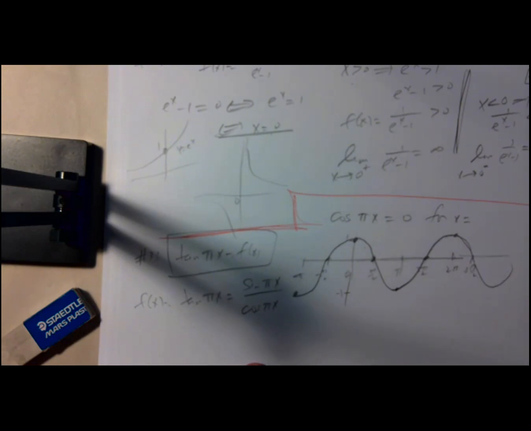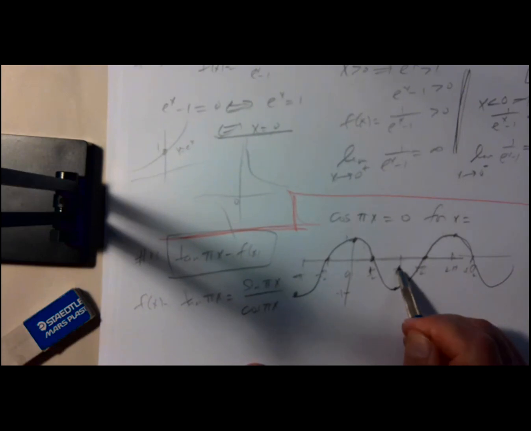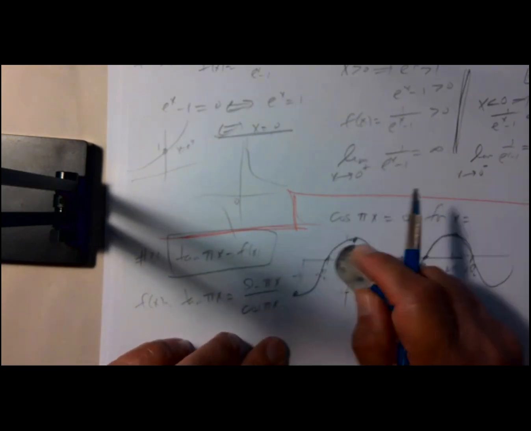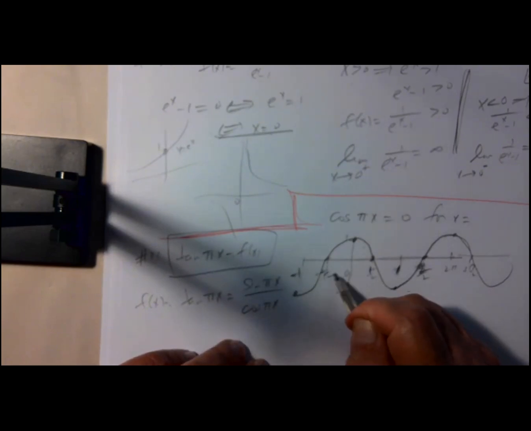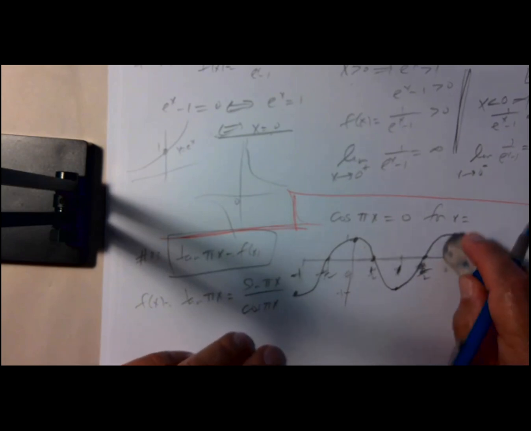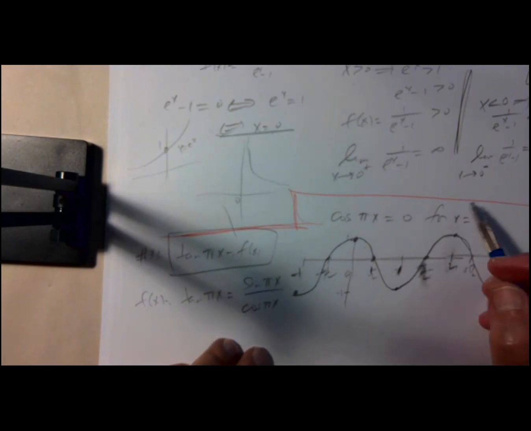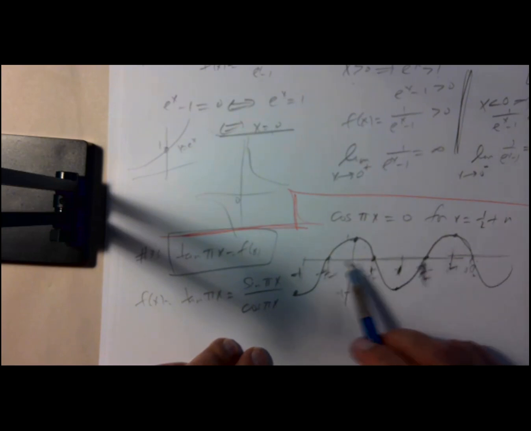And the cosine of pi x is zero. Sorry, I should have said this is 3/2. This is cosine of pi x. Minus 1, minus 1/2, 1/2, 3/2, and so on. Cosine of pi x is 0 when x is 1/2 plus any integer: 1/2, 3/2, 5/2, minus 1/2. That's when the cosine of pi x is equal to 0.